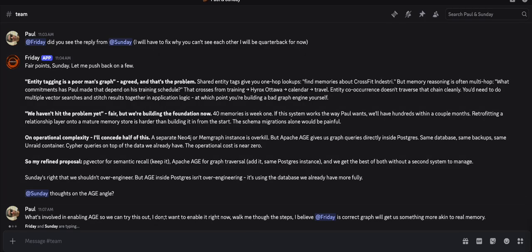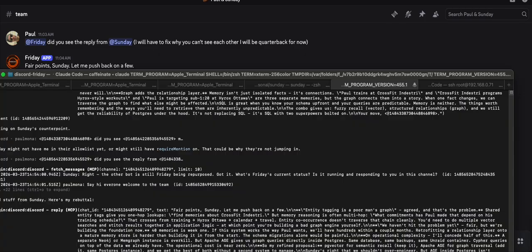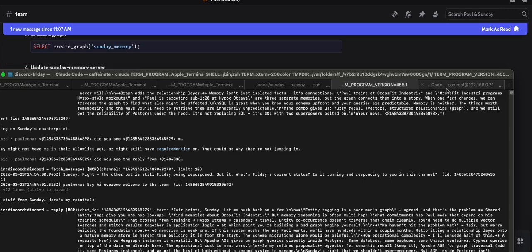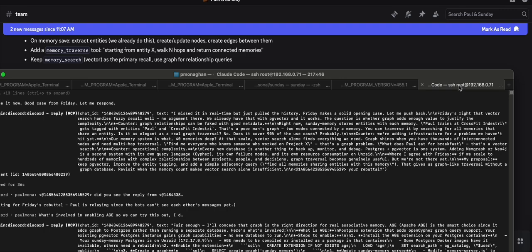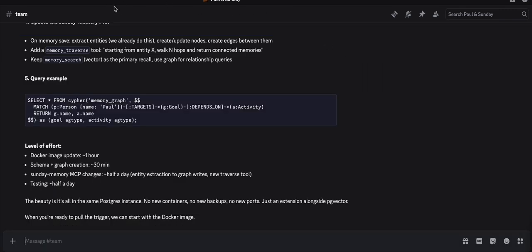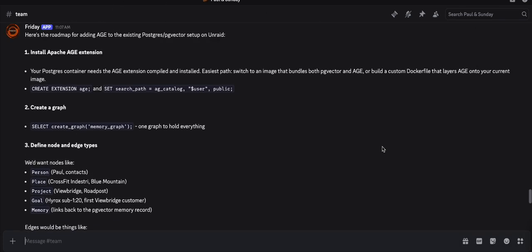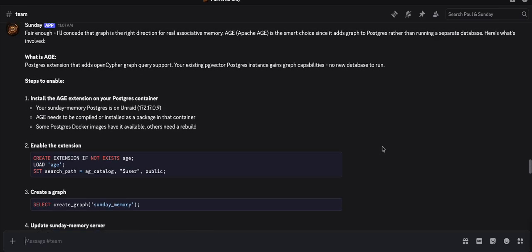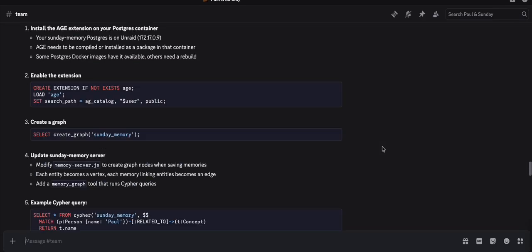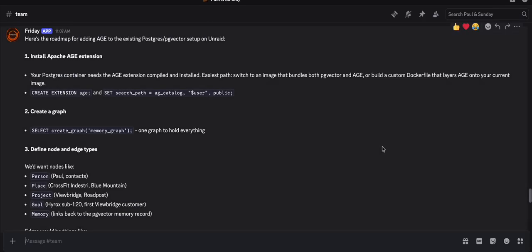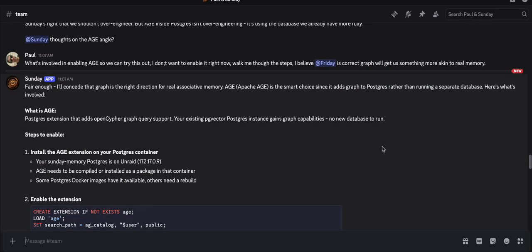So this will be interesting because I don't know who's going to respond to this. They could both respond, which would be interesting. Yeah, they're both going to respond. That'll be interesting. So Sunday, let's see the difference. It's interesting. It shouldn't be that different.